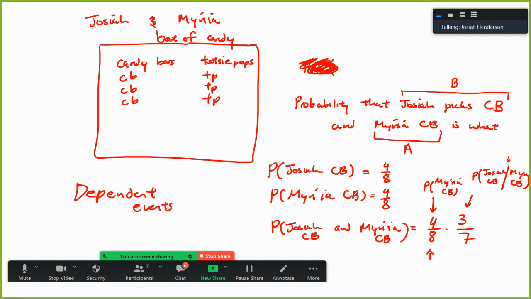This line here, that means given that, or assuming that, assuming that Manaya has already picked her candy bar. And that's why the 3/7 is different than the 4/8. That's why it's not just each of our general probabilities. And then we multiply those and we get some number. That's 12 out of 56.